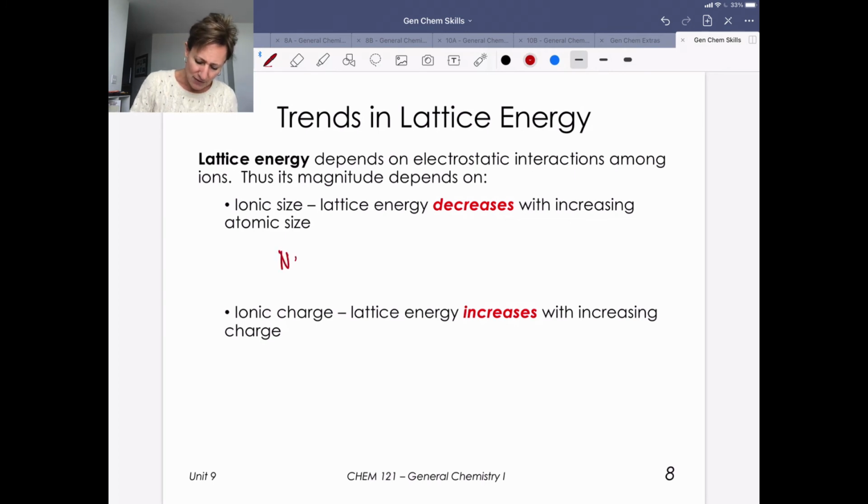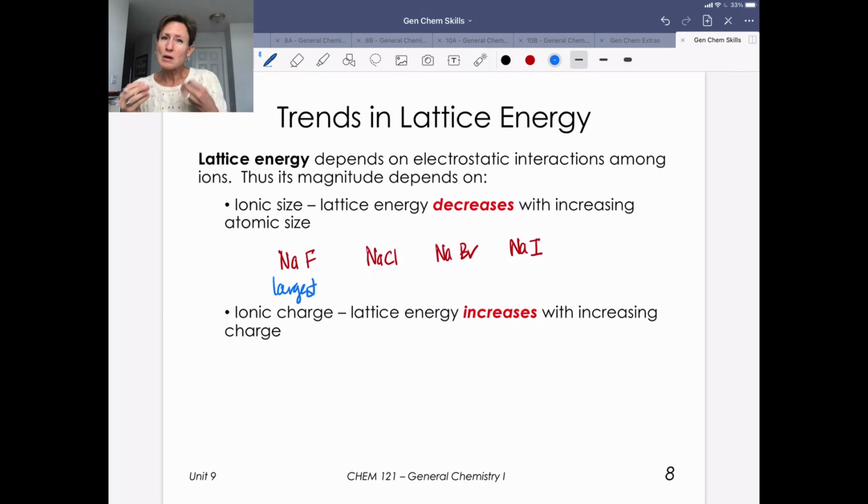For example, if I gave you this series: sodium fluoride, sodium chloride, sodium bromide, and sodium iodide. What we can see is that as we go from sodium fluoride to sodium iodide, what's changing is the size of our anion. As you get to a bigger anion, the lattice energy gets smaller. So the largest lattice energy comes from sodium fluoride.